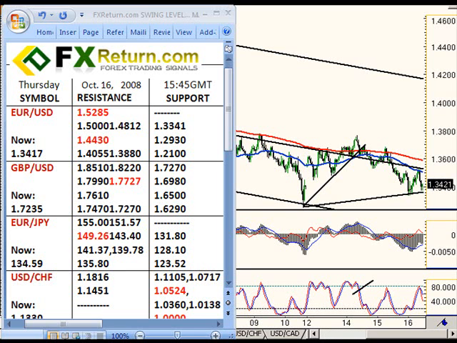It's coming up on 15:45 GMT, 11:45 a.m. on the East Coast, and we just digested some core CPI data from the U.S. So there's a lot going on in the markets.